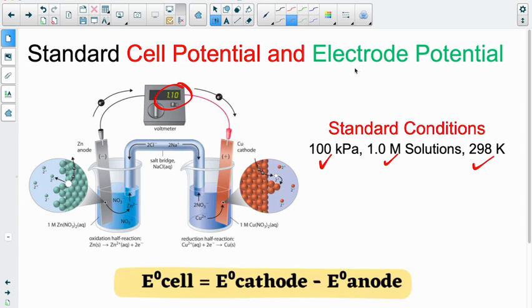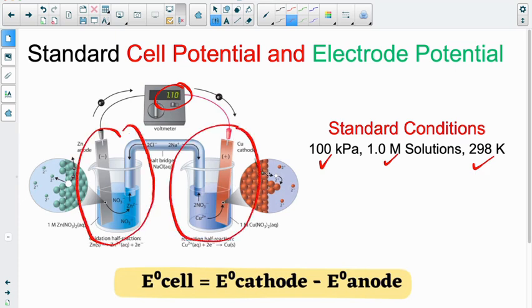Electrode potential, or standard electrode potential, is the voltage or the potential difference in each of these half cells across the surface of this metal. So we would have voltage or electrode potential of the anode and the cathode. We can calculate the value of the standard cell potential by applying this formula, and that is basically the voltage across the cathode minus the voltage across the anode.